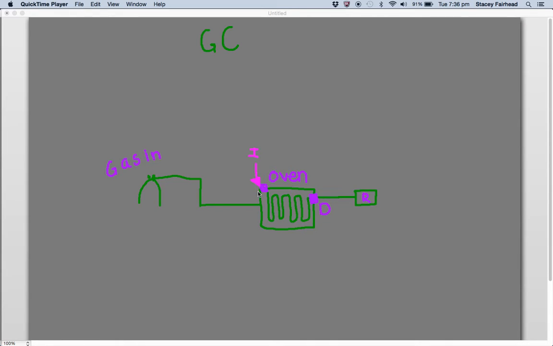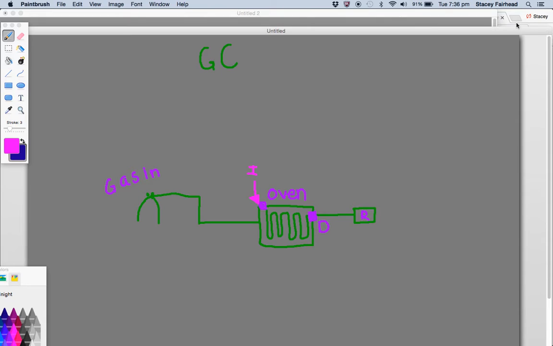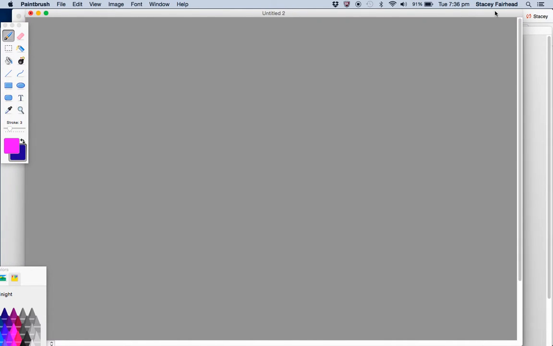This little purple box here is showing the injector, and that's where the very small amount of sample is injected into the gas chromatography coil. So that's a brief overview of what a gas chromatography instrument would be set up like.